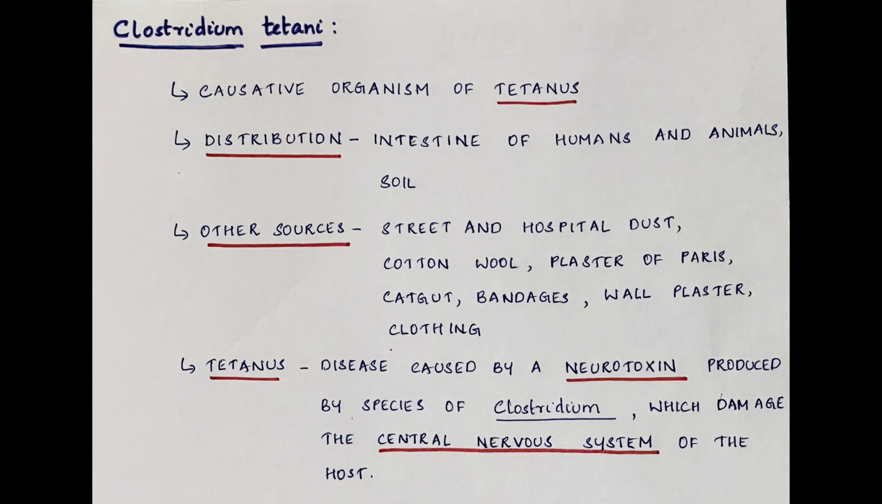It is recovered from a wide variety of other sources, including street and hospital dust, cotton wool, plaster of Paris, catgut, bandages, wall plaster, and clothing. Tetanus is a disease caused by a neurotoxin produced by species of Clostridium, which damages the central nervous system of the host. Okay, so this species of Clostridium produces a neurotoxin about which we will be discussing later. This neurotoxin damages the central nervous system of the host and causes the disease tetanus.